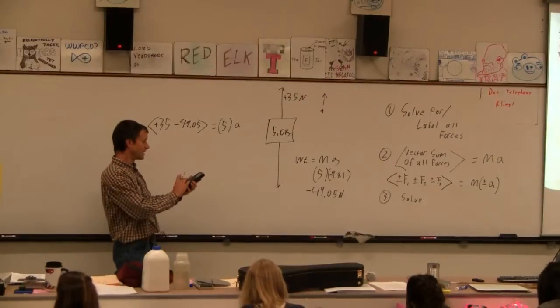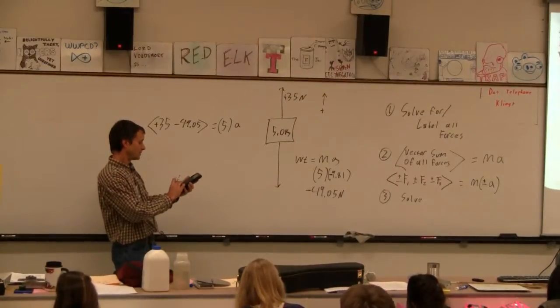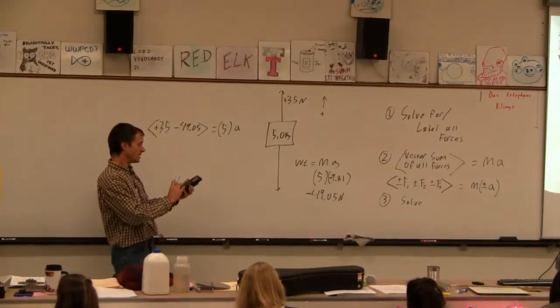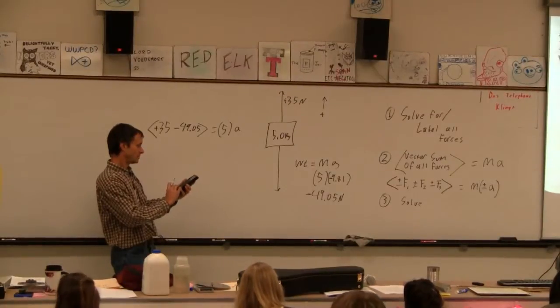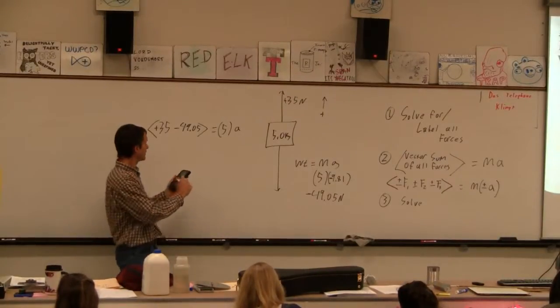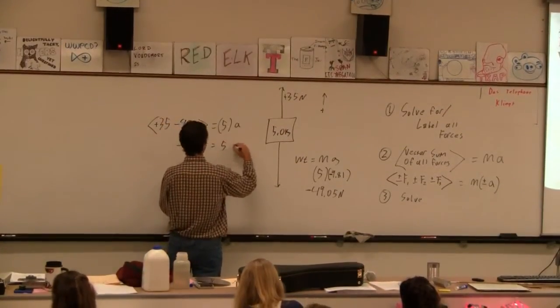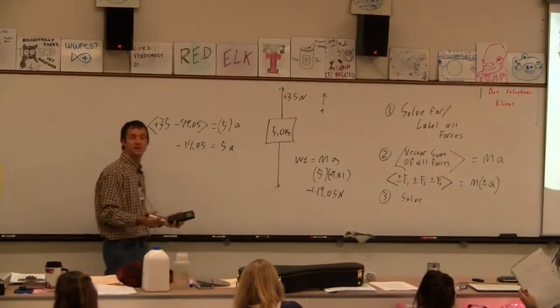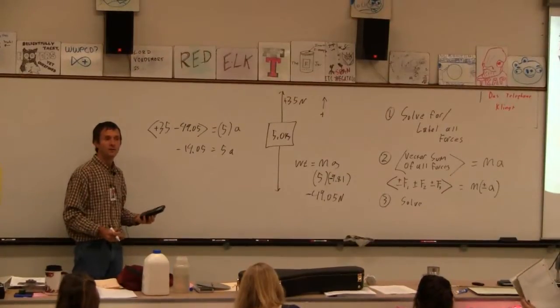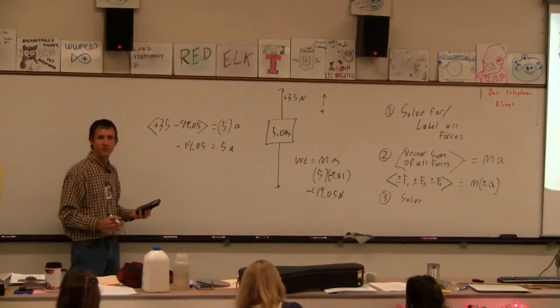Does that mean it's moving down? Do we know that this thing is moving down? So I get negative 14.05 is 5a. Because kids will always say that. They say, oh, it's got to be moving down. Okay? Yeah, that's right. I don't need to see it on a whiteboard necessarily.